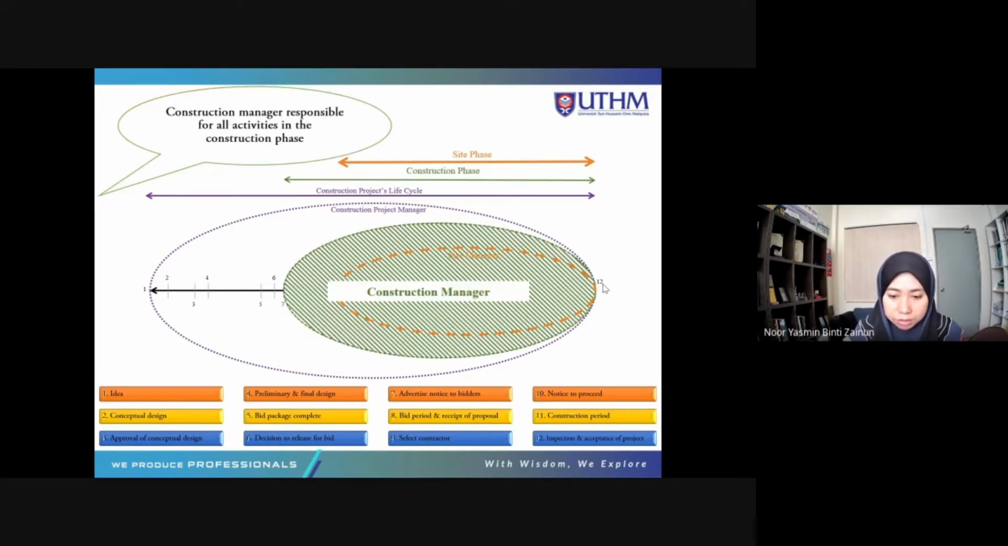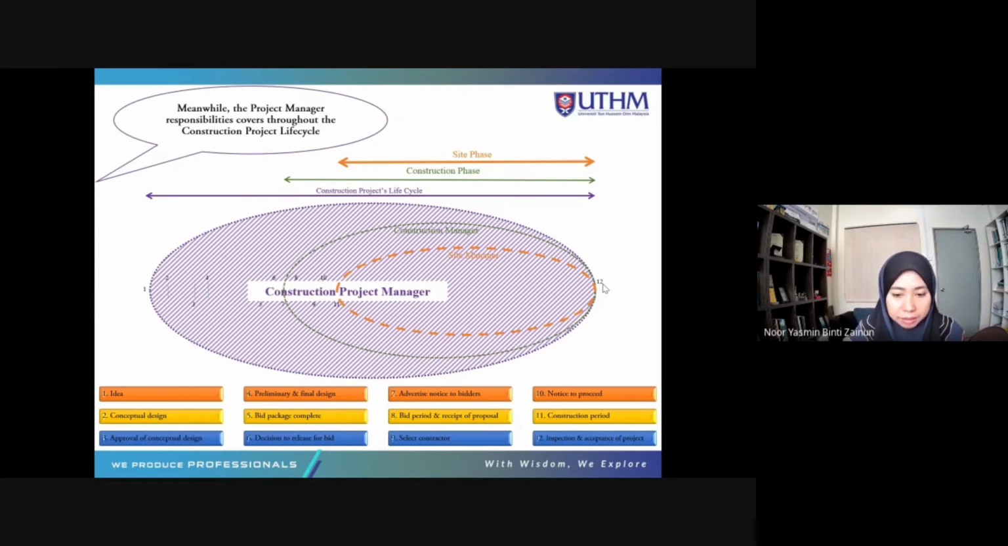And then we go to construction phase, okay? So in construction phase, who actually is responsible for all activities in the construction phase? The construction manager, which is the engineer, okay? So, and then in construction project life cycle, the person responsible that covers throughout the project life cycle is the project manager. Okay, this is what we learn in chapter 1.